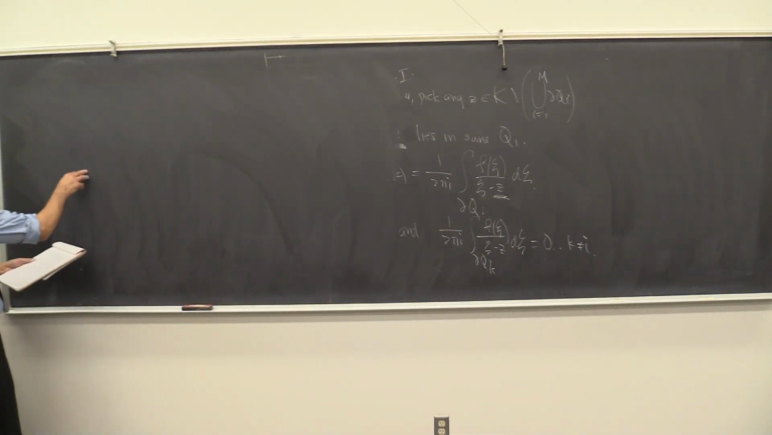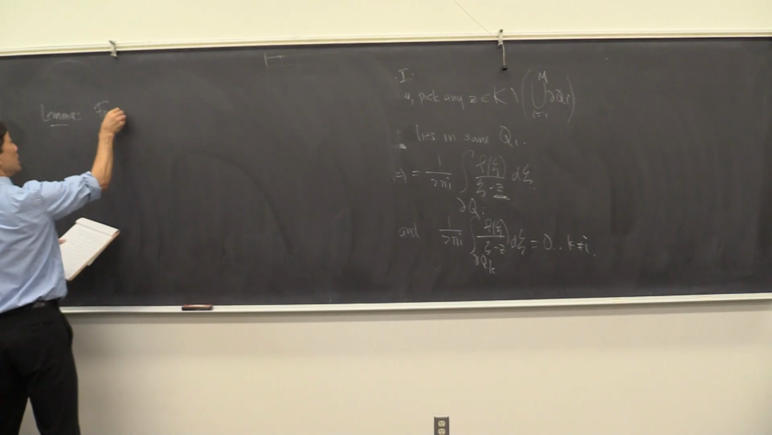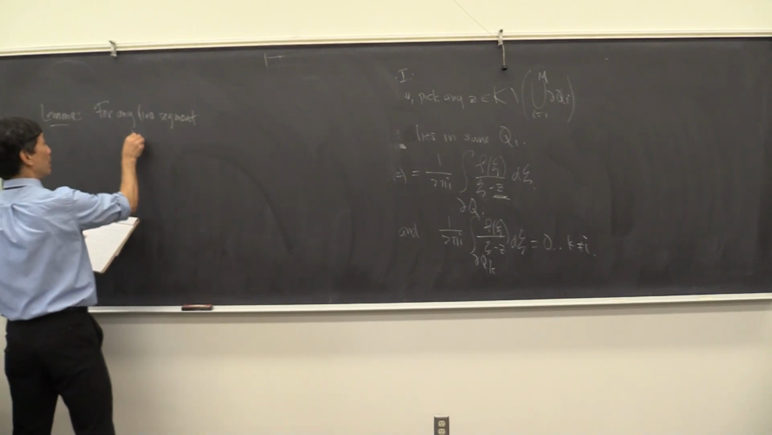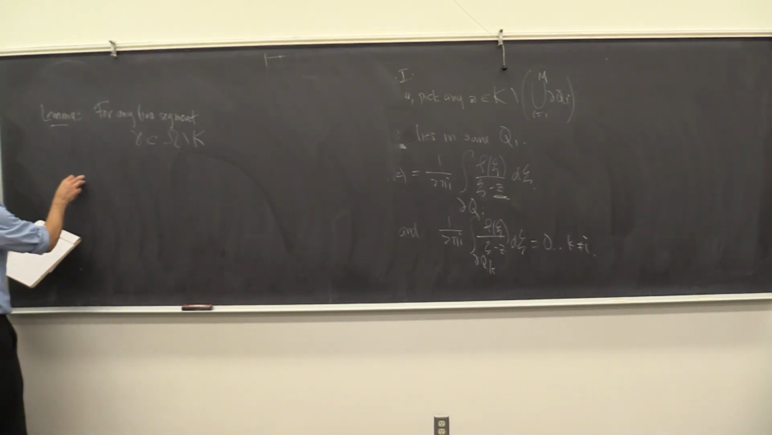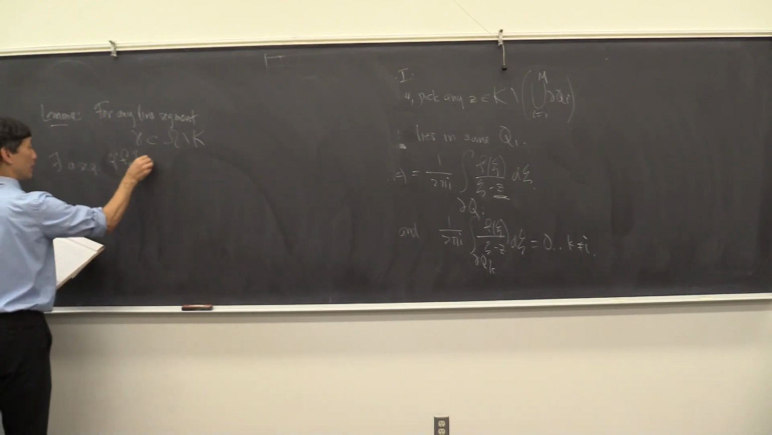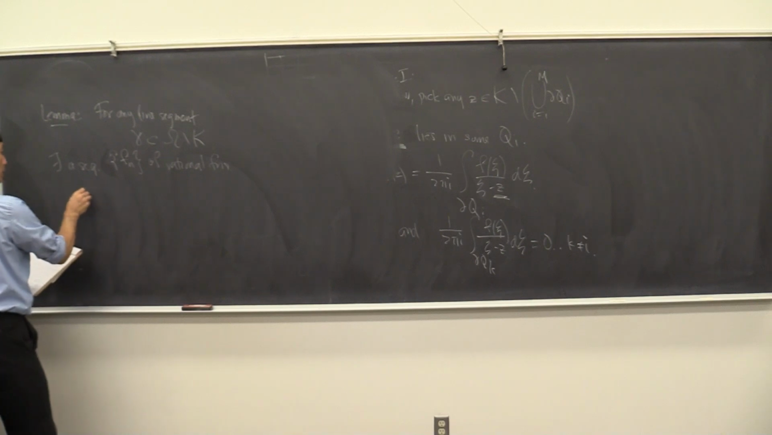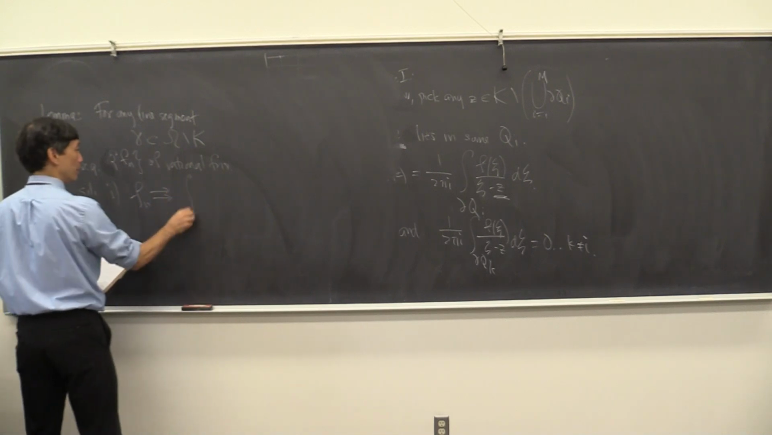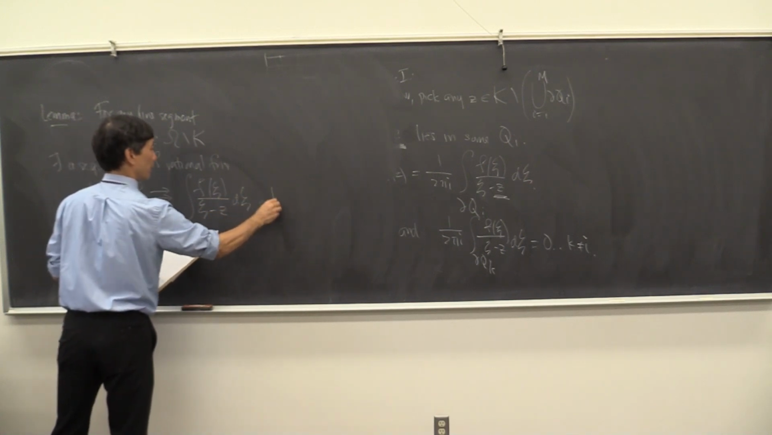Okay, so the second lemma is the following: for any line segment gamma contained in omega excluding K, there exists a sequence f sub n of rational functions such that f sub n converges uniformly to this term on K.